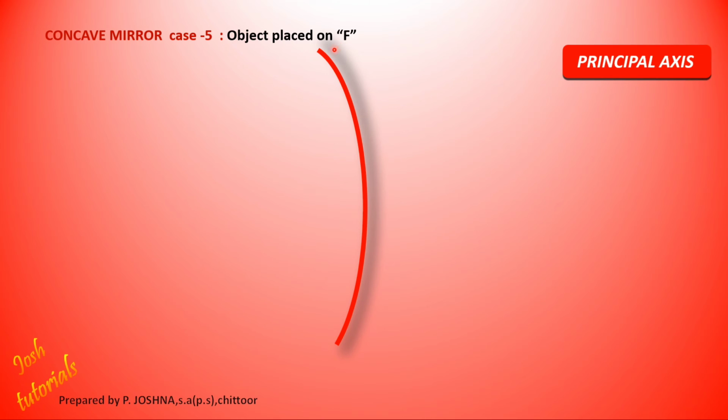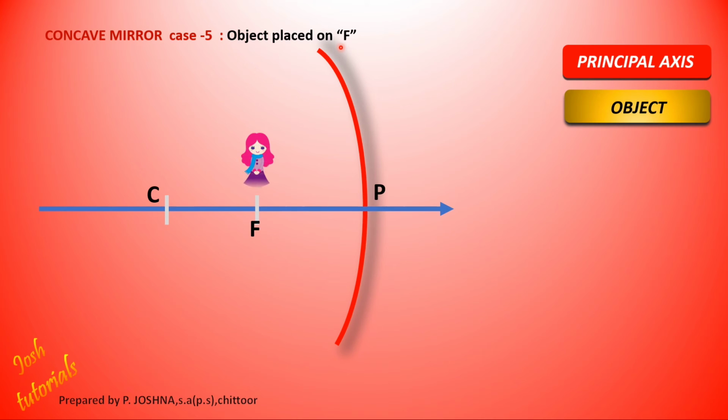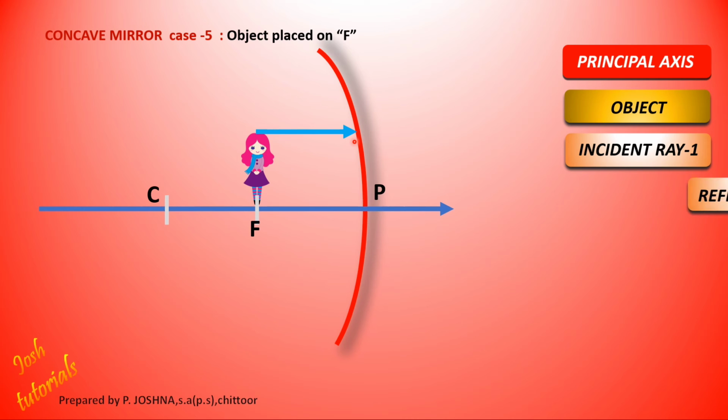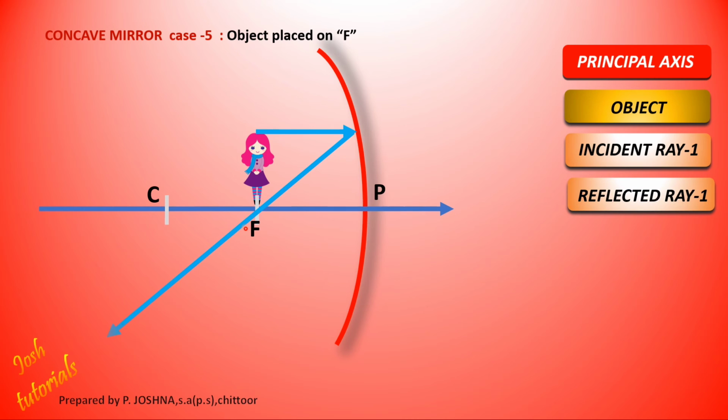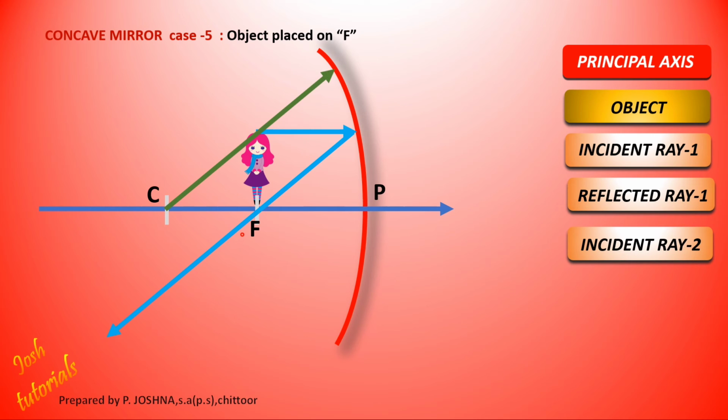Object placed at F. We are placing the object at the focal point. Draw the principal axis. Mark all the points evenly. Place the object on the focus. Now draw a line parallel to the principal axis. Now it reflects back to the focal point.